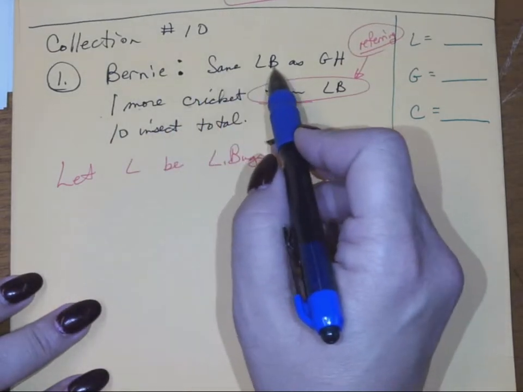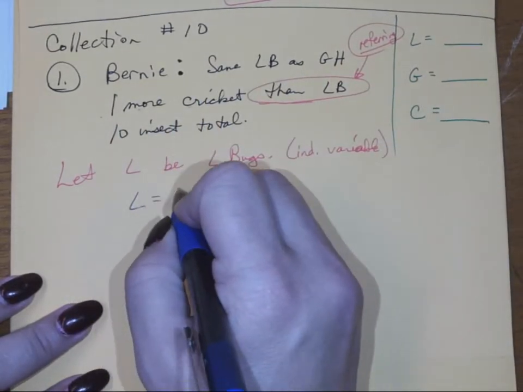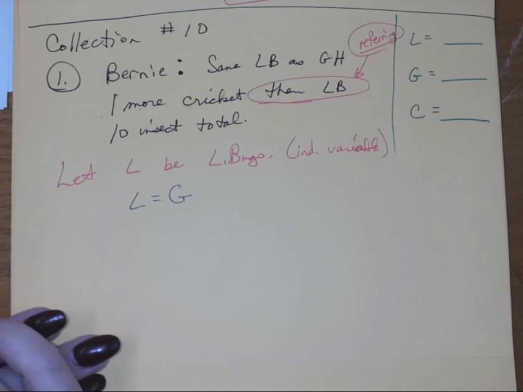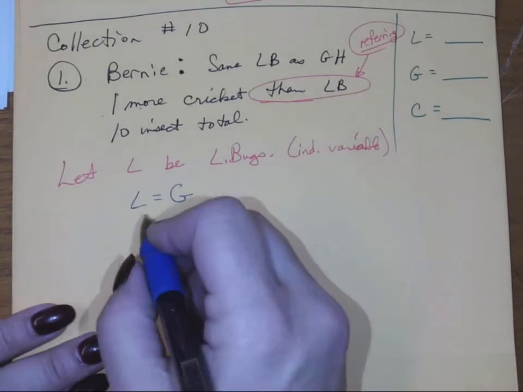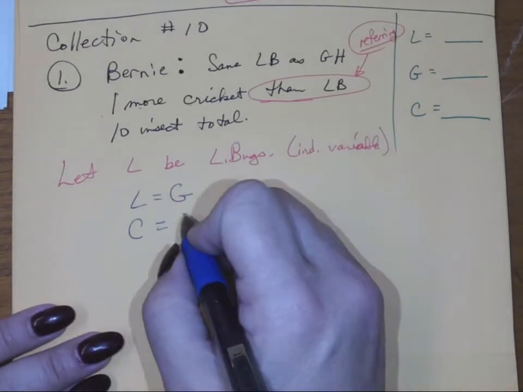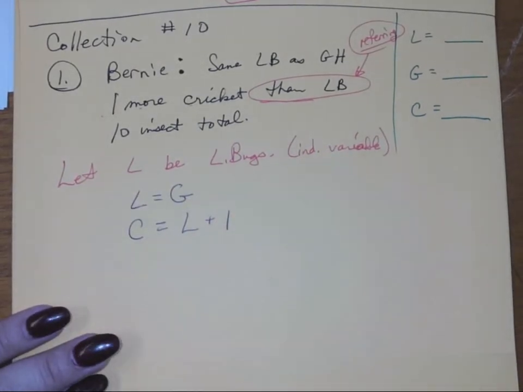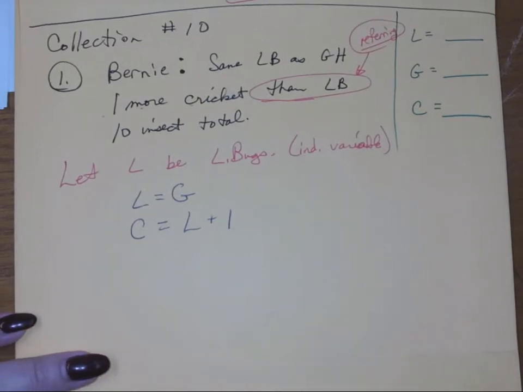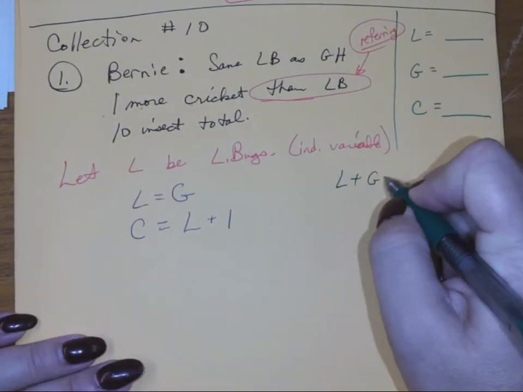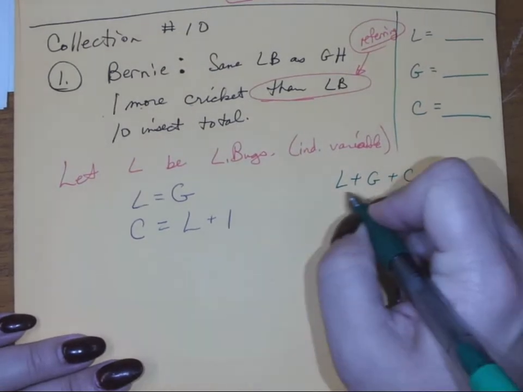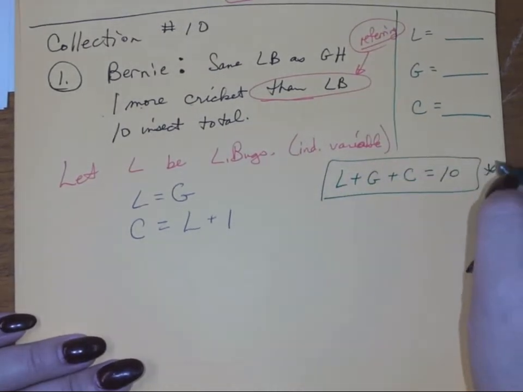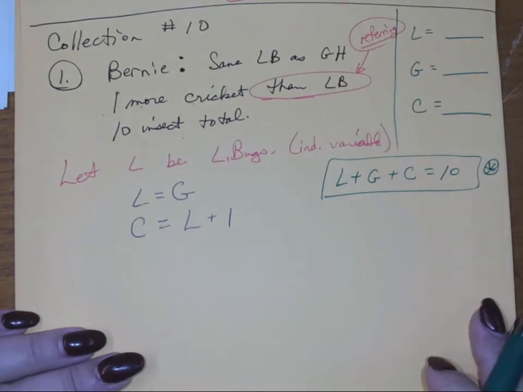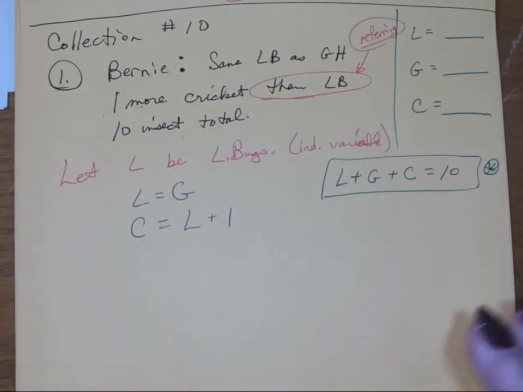I know that the same number of ladybugs as grasshoppers, L equals G, right? Because they're the same number. And then how am I going to do one more cricket than ladybugs? C equals, yep, L plus 1, right? Okay, so these are actually going to be fairly easy. The trick here being that L plus G plus C equals 10. That's my known, right? I know how many total there are. I need to use all the pieces of information. I'm not going to be able to solve these if I don't use all the pieces of information.